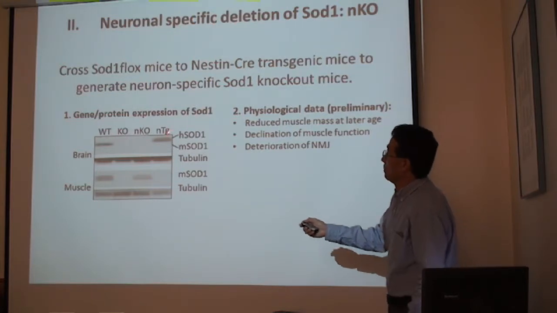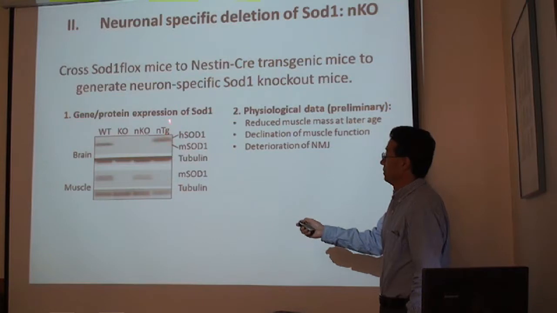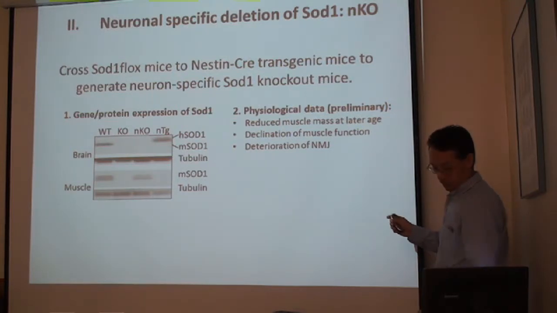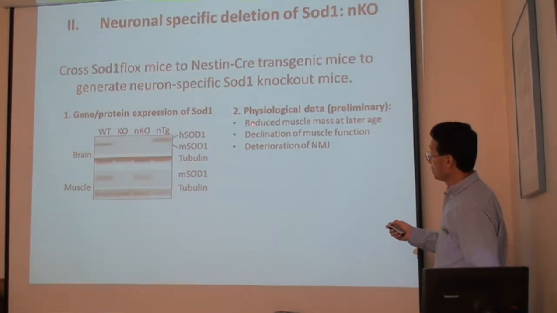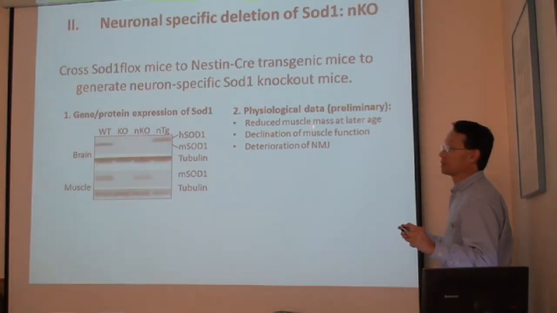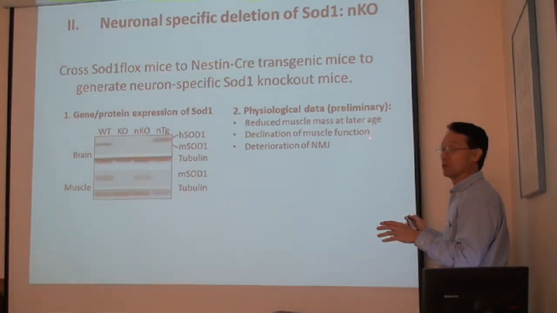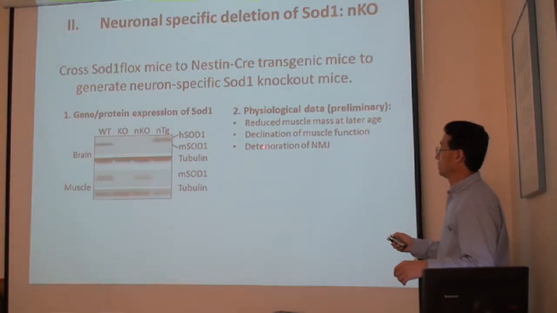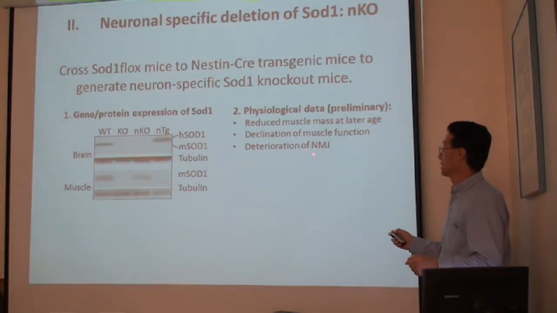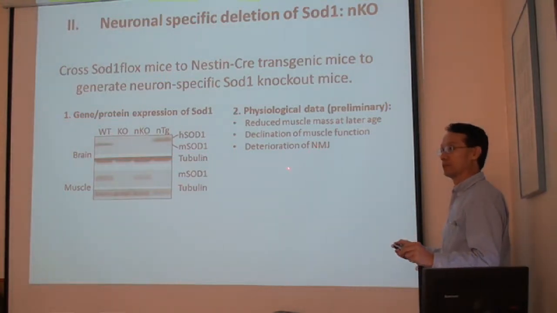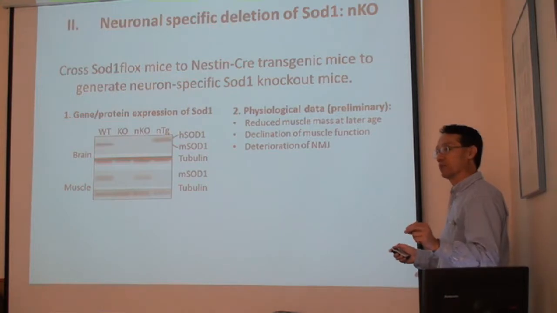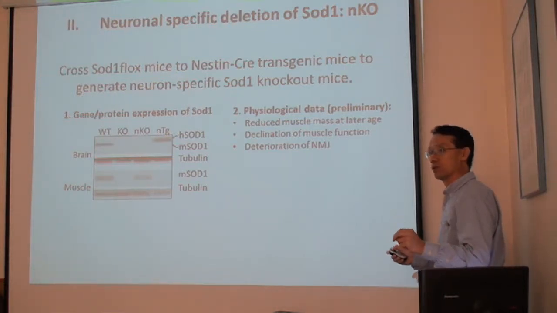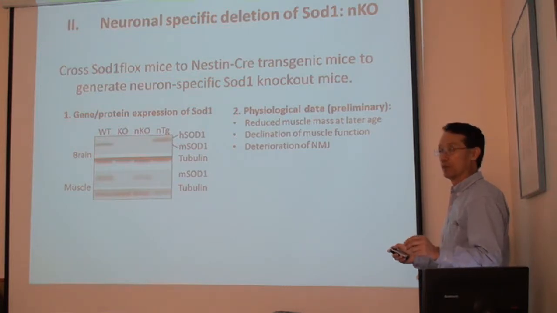And this is another model I won't talk about. It's neuron-specific transgenic, which expresses SOD1 in the neuron. Our preliminary data indicate that neuronal-specific knockout of SOD1 reduced the muscle mass at a much later age compared to the whole body knockout. And there is a decline of the muscle function in the neuron-specific knockout mouse. And also there is a deterioration of neuromuscular junction in that mouse. This piece of evidence suggests that SOD1 loss specifically in the neuron plays a much more critical role in leading to the muscle loss in SOD1 mouse rather than the muscle fiber.